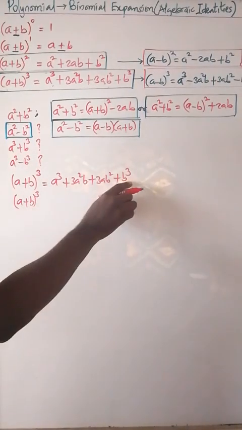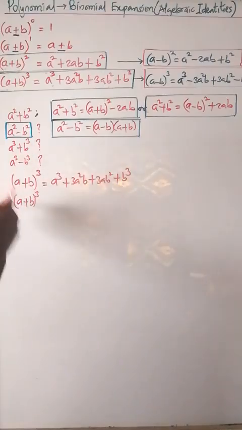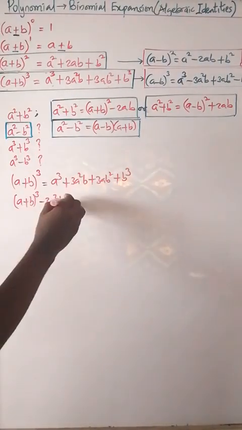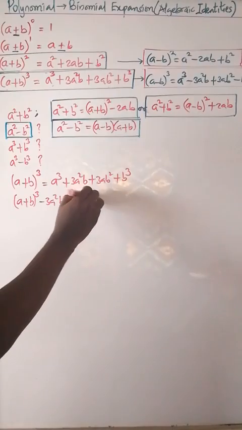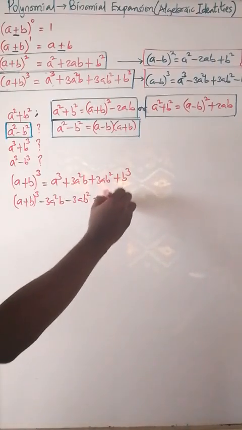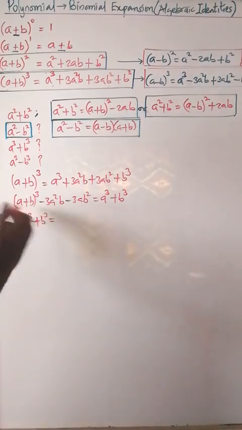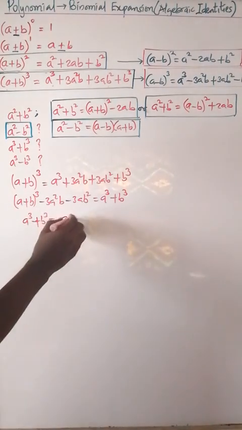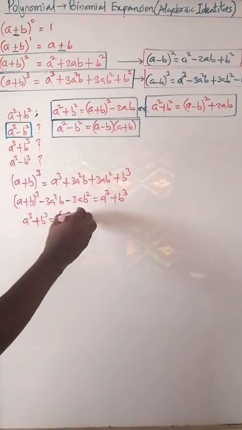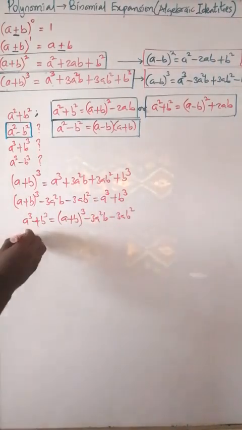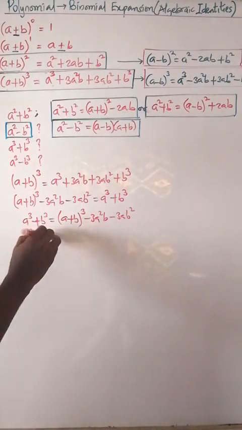Our aim is to retain A cube and B cube. So this plus 3A squared B, bring it to the other side, becomes minus 3A squared B. This also crosses and becomes minus 3AB squared equals A cube plus B cube. From here it means A cube plus B cube equals, now we want to write this left hand side, A plus B all cube minus 3A squared B minus 3AB squared. Our aim is to get A cube plus B cube.